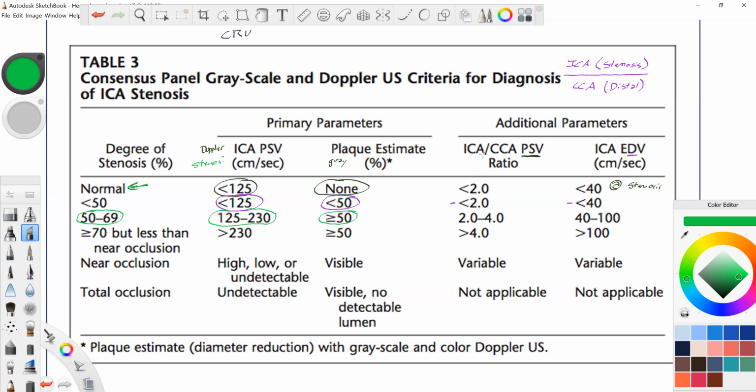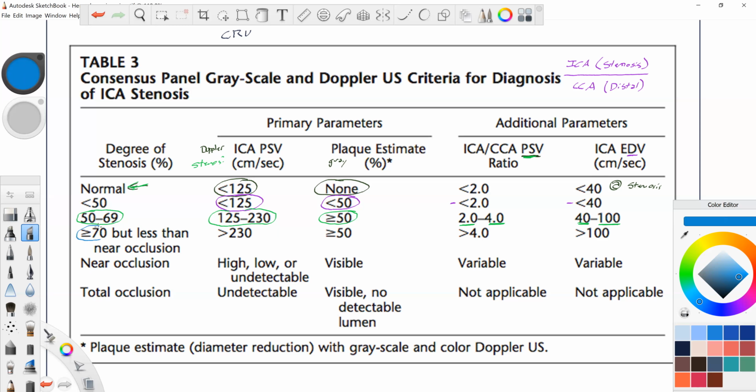Peaks, the ICA-CCA ratio of those peak systolic velocities is now greater than 2, less than 4. The end diastolic velocity of the ICA is greater than 40, less than 100. Then we say it's a 50 to 69%. And you will have this on your wall, by the way. You're not going to ever memorize this. Maybe you will.